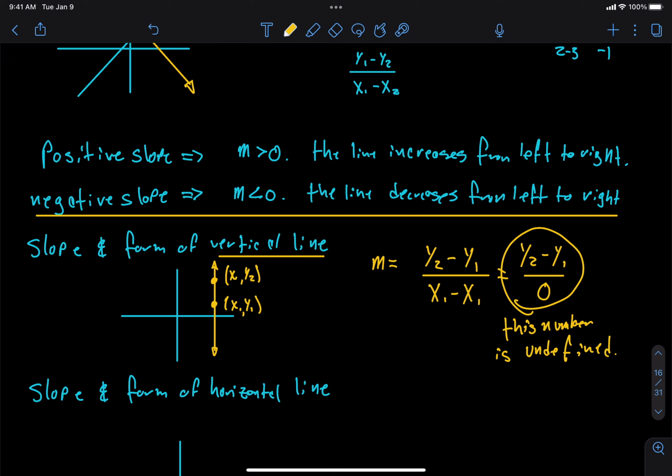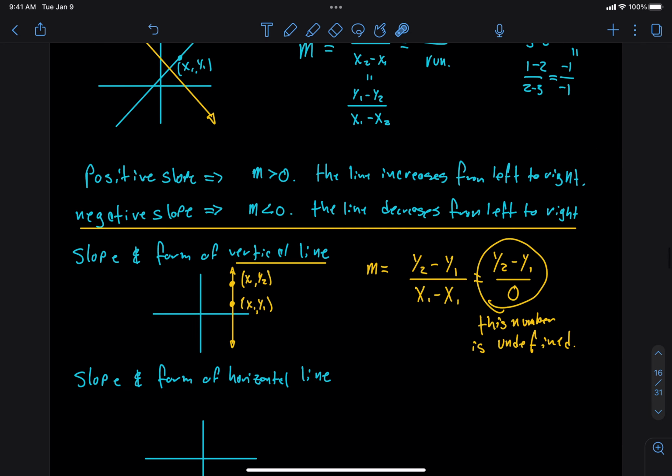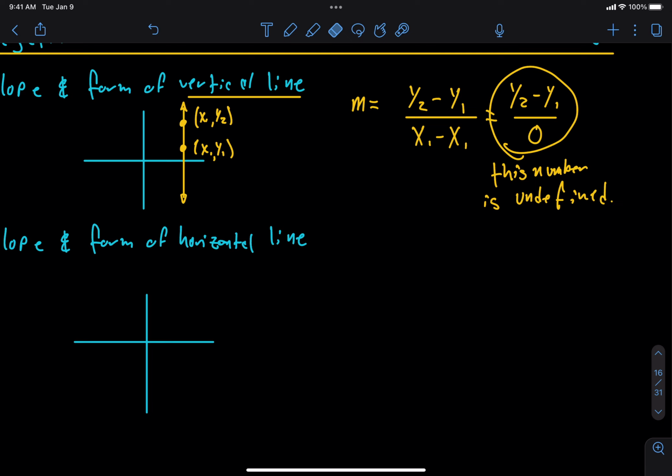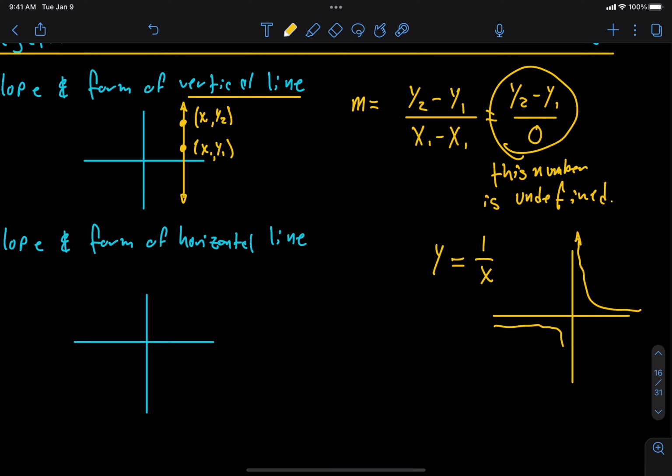And there's a very good reason why dividing by 0 we get undefined. Take, for example, the function or the equation y equals 1 over x, and look at its graph. The graph of y equals 1 over x looks like this and like this.